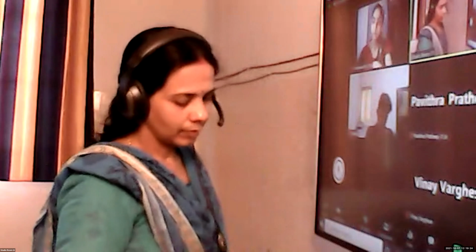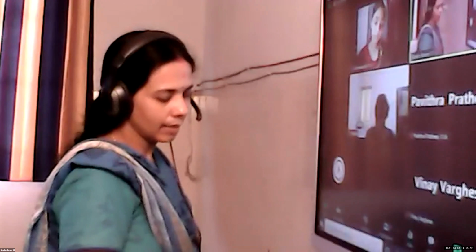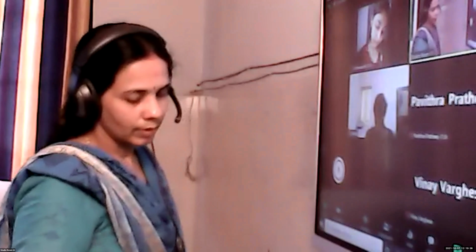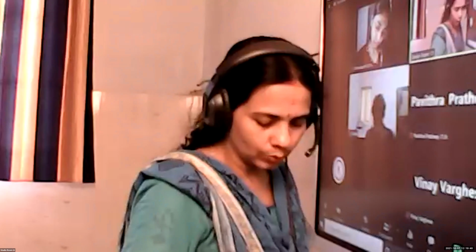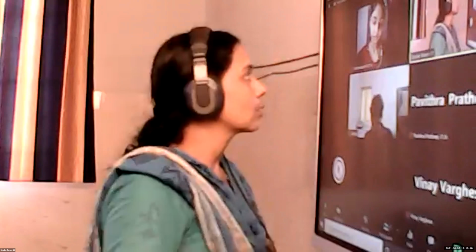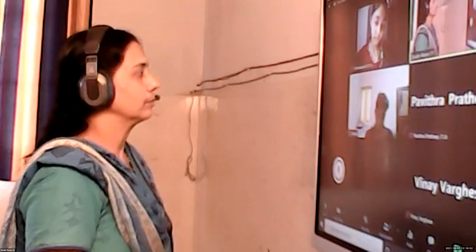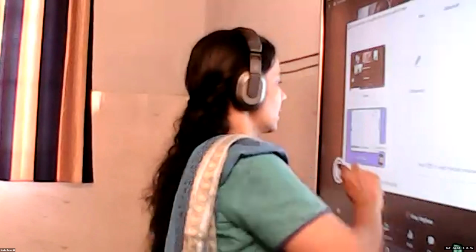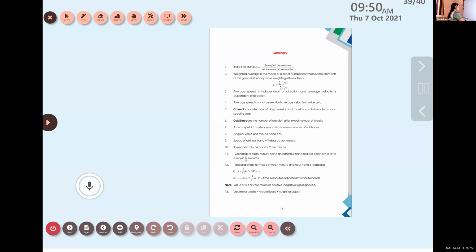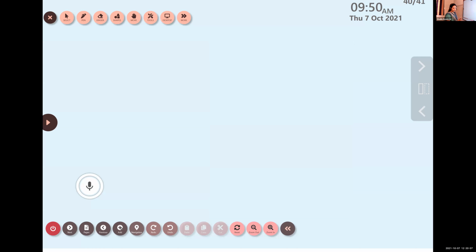Write the question. 8 friends, J, K, L, M, N, O, P, and Q are sitting around a circular table facing towards the center. Q is not the neighbor of N and M.